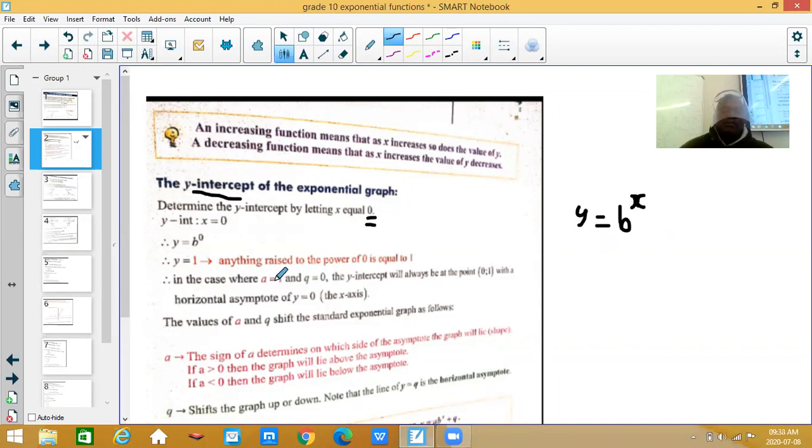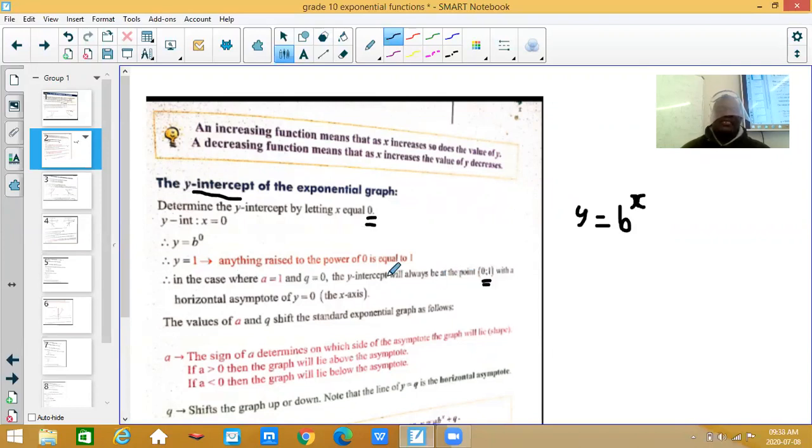So y is equal to 1, anything raised to the power 0 is 1. In the case where a is equal to 1 and q is equal to 0, the y-intercept will always be at the point 0, 1.